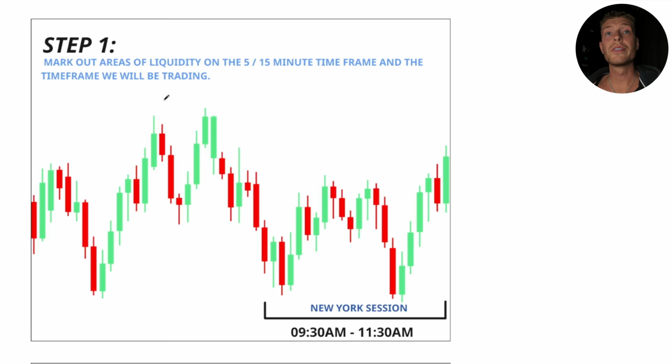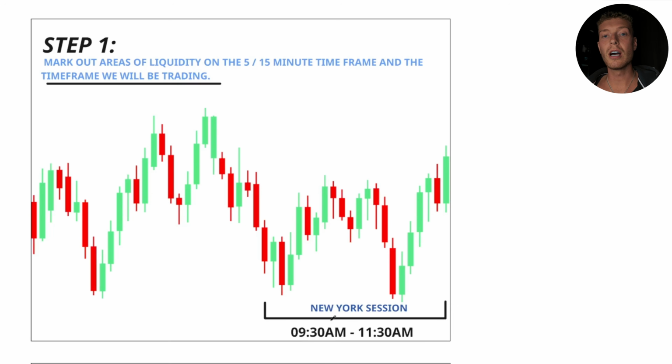Now, step one of this strategy is to mark out areas of liquidity on the 5 and 15 minute time frame and the time frame that we will be trading as well. So before you do anything, you need to understand when this trading strategy occurs. And it's actually from 9:30 a.m. every single day. So that's Eastern Standard Time. If you're trading from the UK, this is 2:30 in the afternoon. So 14:30 British Standard Time.